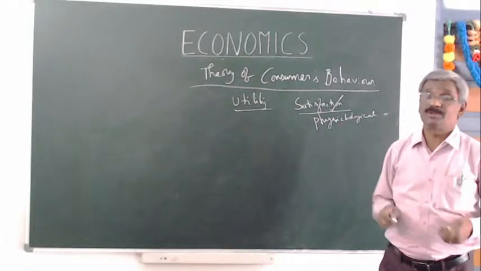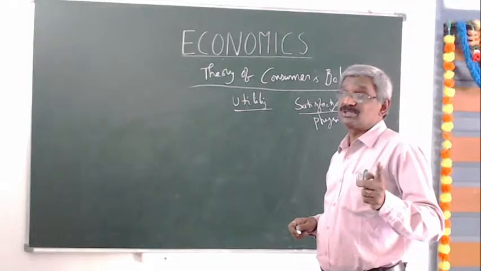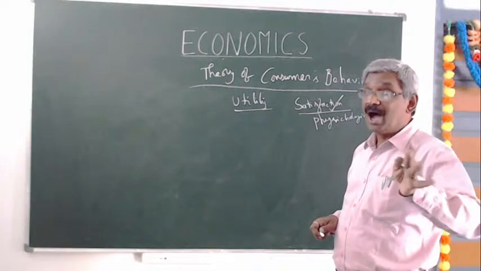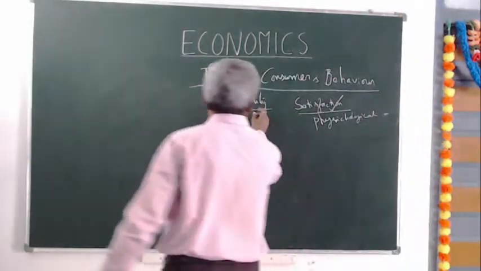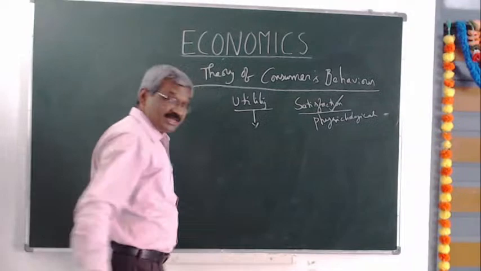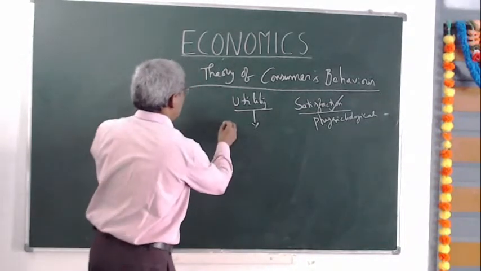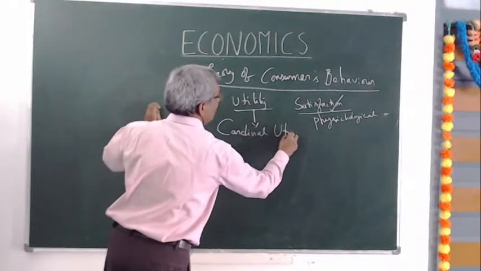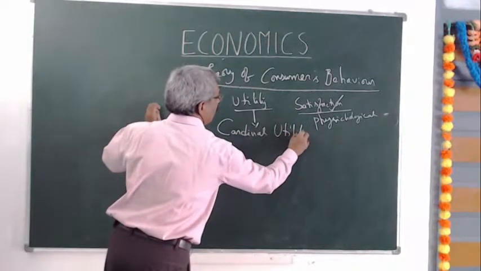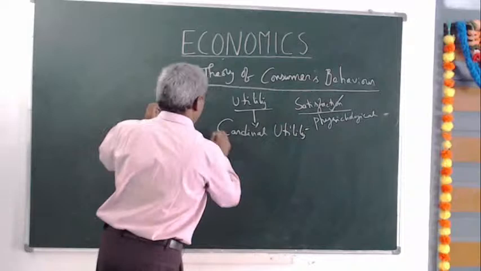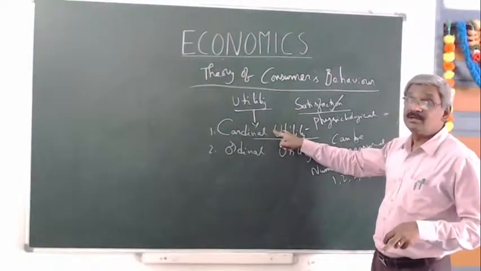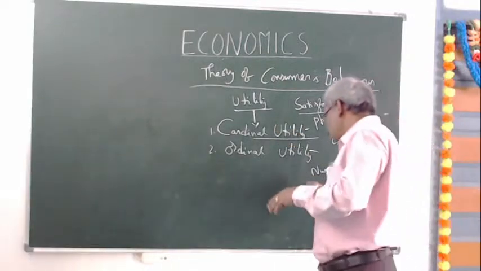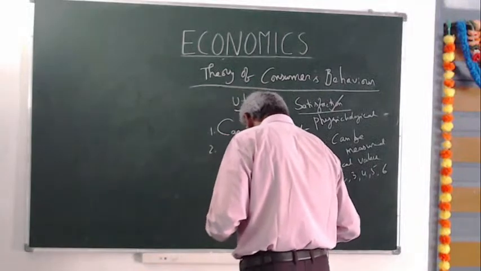But in economics, satisfaction can also be measured, through cardinal utility. So utility is divided into two types: cardinal utility, that is the first one, and second, ordinal utility. Cardinal is at a mathematical level: 1, 2, 3, 4, 5. Those are numerical numbers.